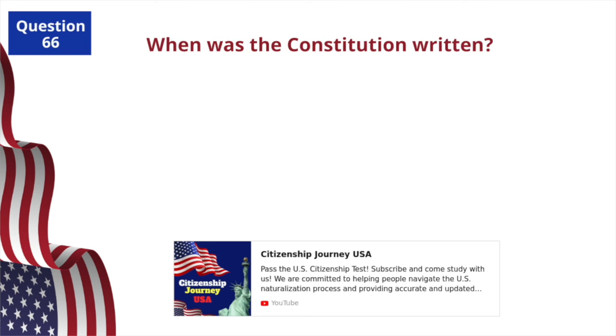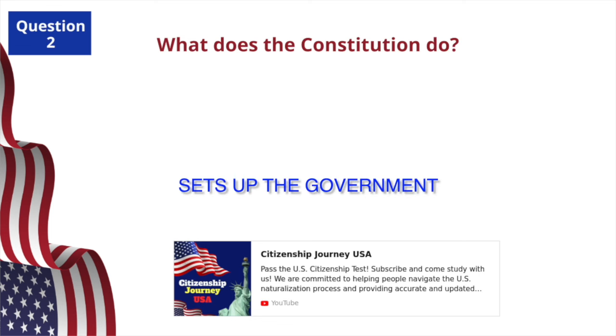When was the Constitution written? 1787. What does the Constitution do? Sets up the government.